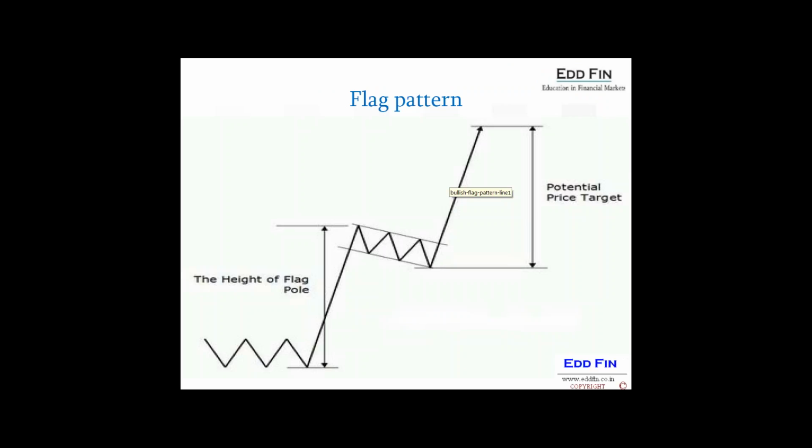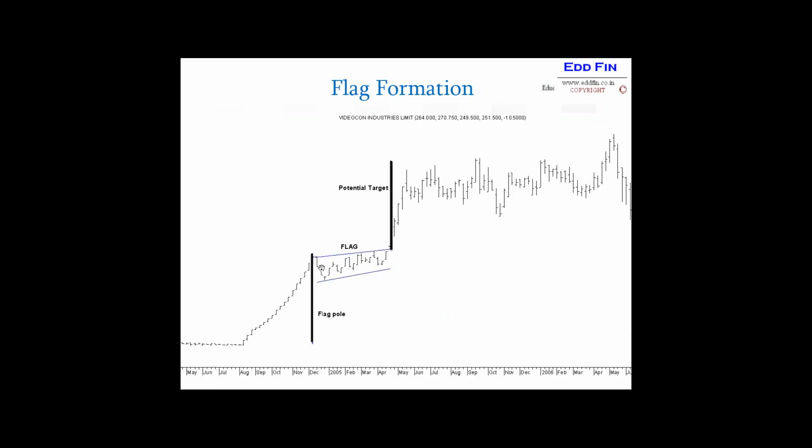So this is a flag pattern. Let us see a practical implementation. As you can see, a flag consists of a pole, flag, and a potential target. This was the flag pole, this is the flag formation, and this is the potential target of that particular stock. Whenever the stock is in a range or in an accumulation or distribution phase, it is known as a flag formation.